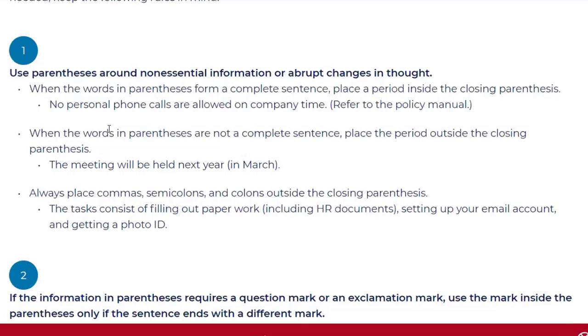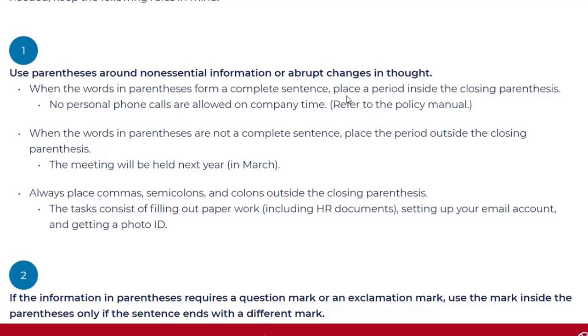Use parentheses around non-essential information or abrupt changes in thought. When the words in parentheses form a complete sentence, place a period inside the closing parenthesis. No personal phone calls are allowed on company time. (Refer to the policy manual.)